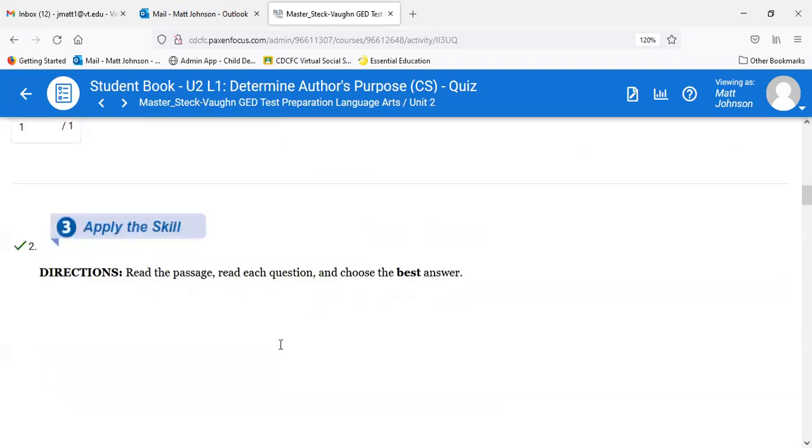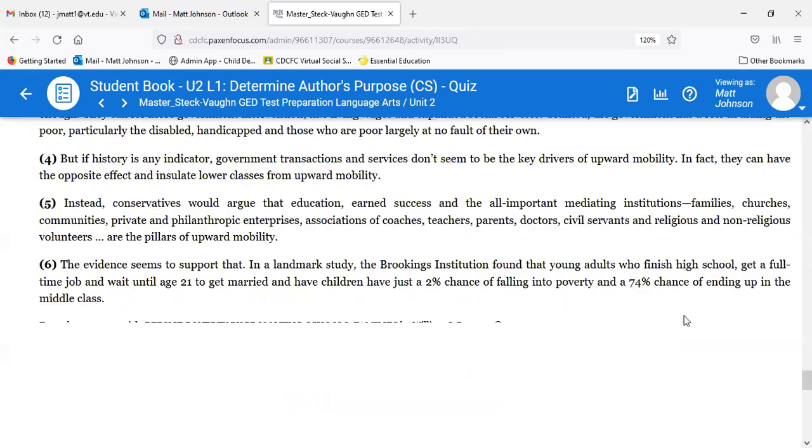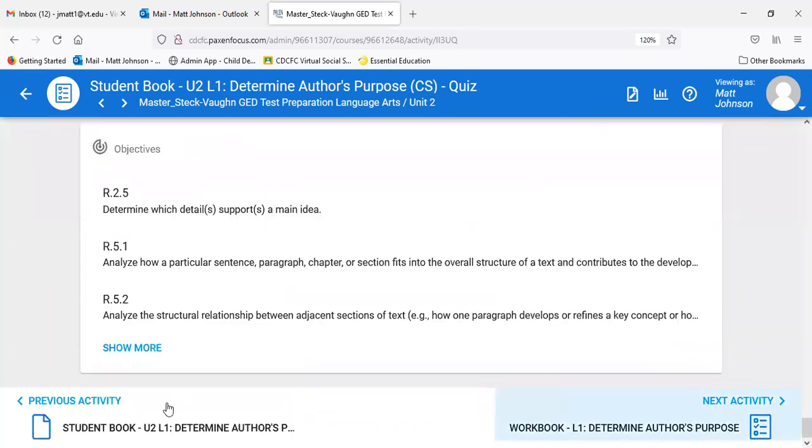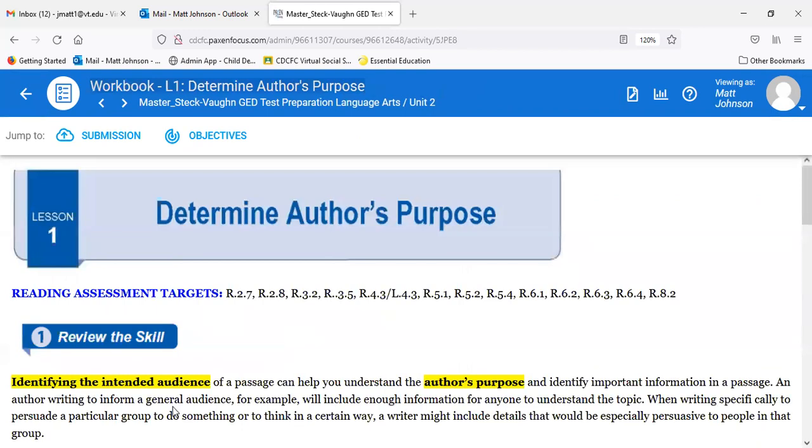Everybody's caught up. All right, so let's move on to the workbook.